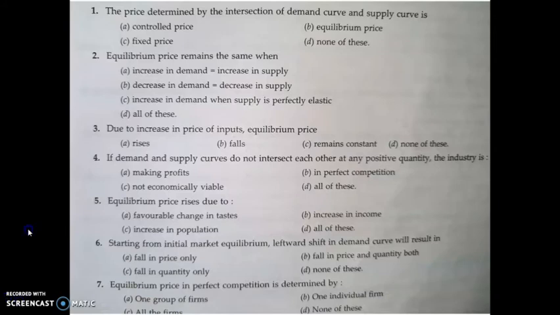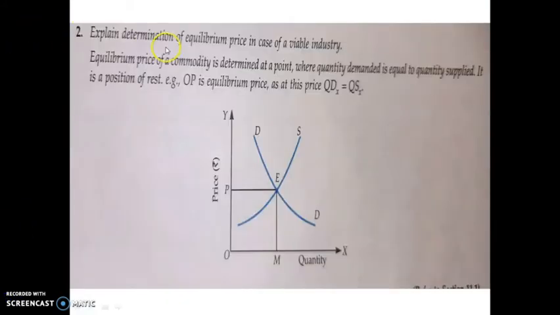Then the next question is: explain determination of equilibrium price in case of viable industries in normal case. So it is a very important question. Explain the determination of equilibrium price. So what is equilibrium price? Equilibrium price is determined by the forces of demand and supply in perfect competition. It is determined at a point where quantity demanded is equal to quantity supplied. It is a position of rest.